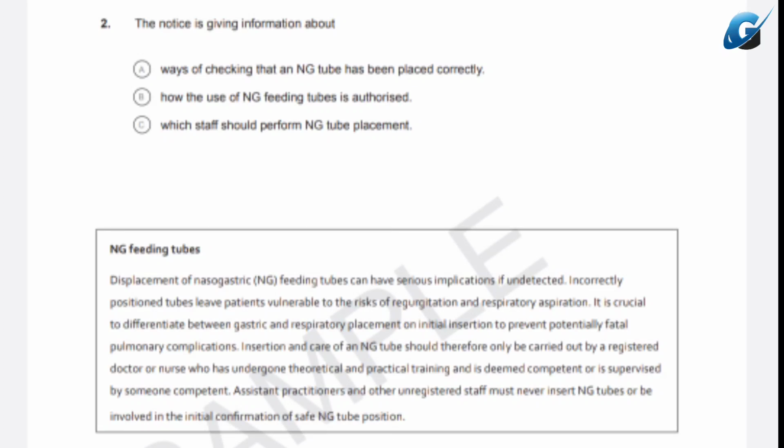For example, the C option, which staff should perform NG tube placement. They are clearly stating which staff should perform NG tube insertion. So the right answer is option C. You have excluded option A and option B, and finally you have selected option C. This is the way you need to answer reading part B.